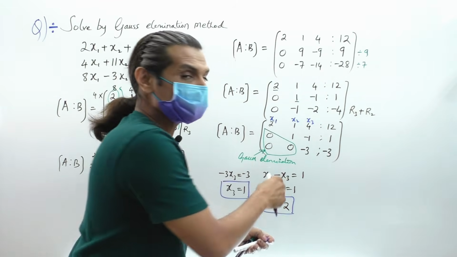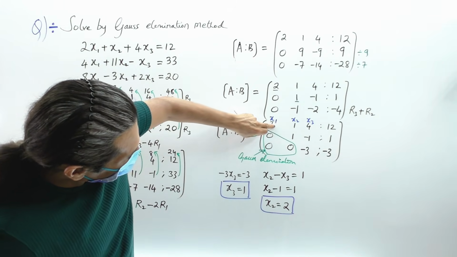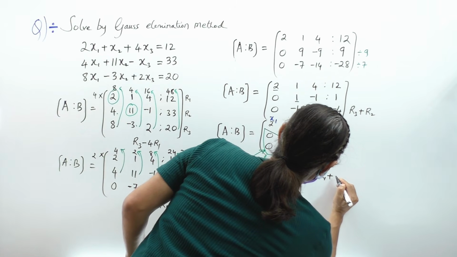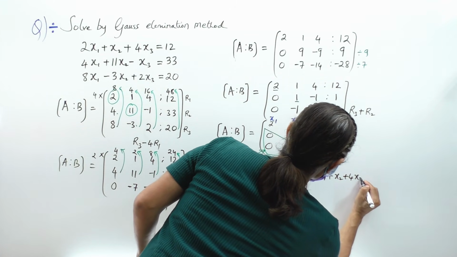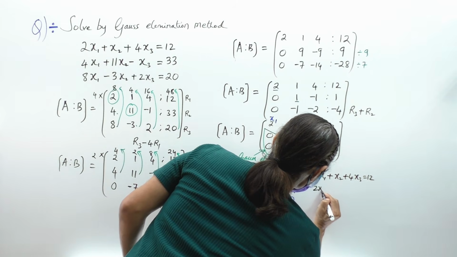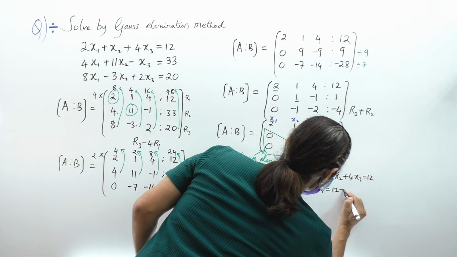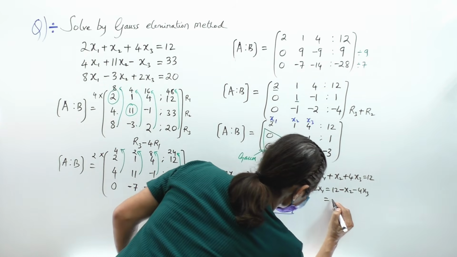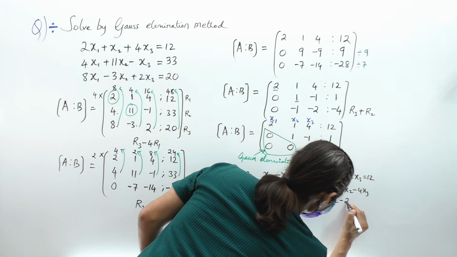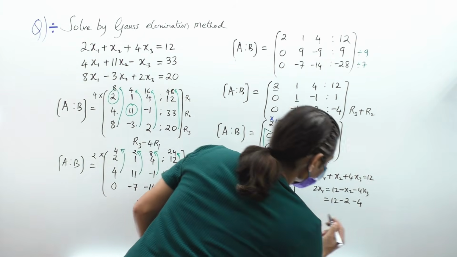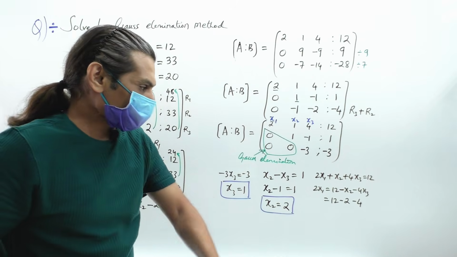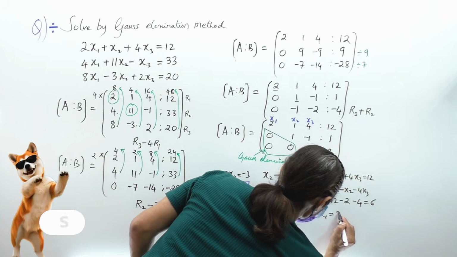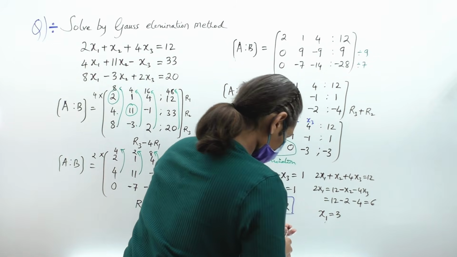And lastly, put in the first row. See, x1, x2, x3, system of equations, 2x1 plus x2 plus 4x3 equals 12. So 2x1 equals 12 minus x2 minus 4x3. So that is 12 minus, what is x2? 2. What is x3? 1, minus 4. So 12 minus 2 is 10. 10 minus 4 is 6. So 2x1 is 6. So x1 is equal to 3. That's all. x1 is equal to 3.